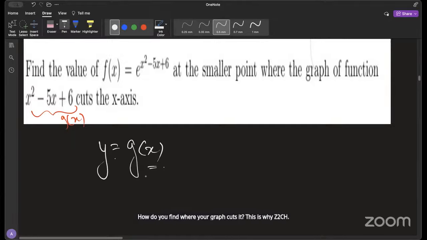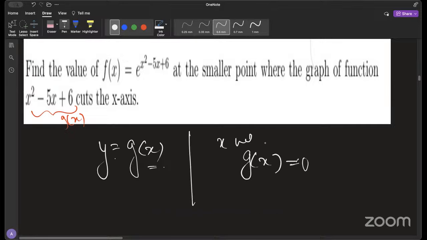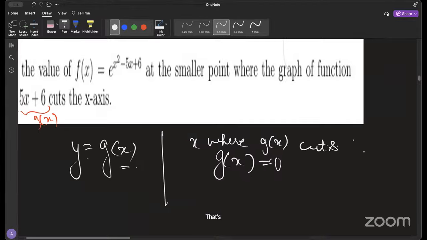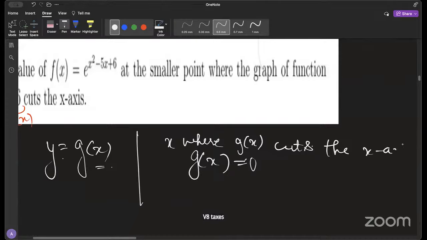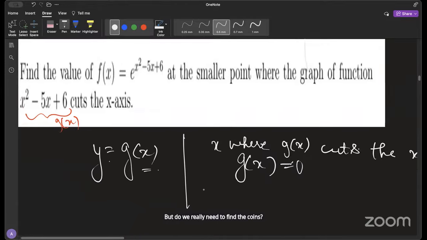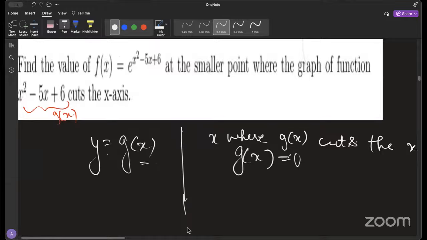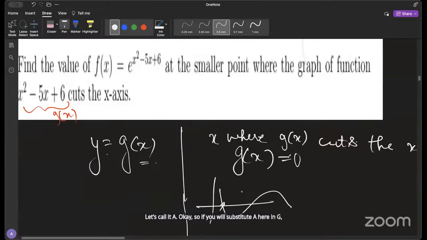How do you find where your graph cuts it? This is y equals g(x). To find where the function cuts the x-axis, you put y equals 0, right? So this will be g(x) equals 0. You basically have to find all the x for which g(x) is 0. But do we really need to find the point? It says the smaller point where the graph cuts the x-axis. Let's call it a. If you substitute a in g, you get 0.